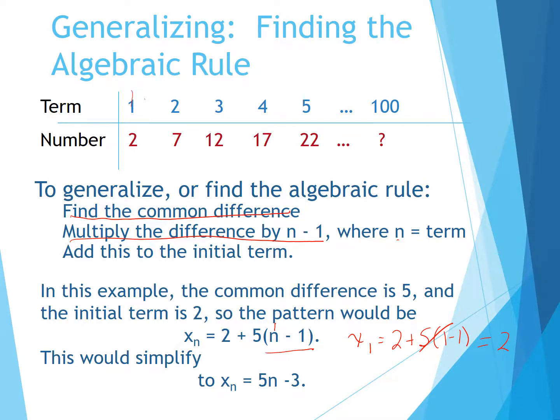Okay? Then I could do the same thing with the second term, which would be x sub 2. 2 plus 5 times 2 minus 1, which would be 2 plus 5 times 1, which is 7, which is my second term. But now remember, we can simplify this by distributing the 5 here. So x sub n equals 2 plus 5n minus 5. We can combine the 2 and the negative 5, and we end up with 5n minus 3.